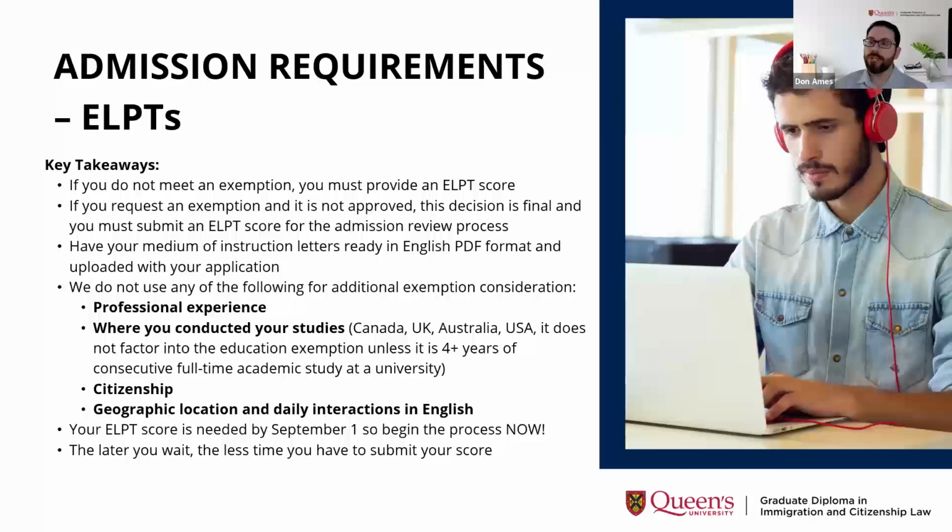We don't use any other exemption criteria that may be out there. Professional experience, not used. Where you conducted your studies, not used. Citizenship and geographic location, not used. We cannot assess English language proficiency based on those criteria. Do not request us to make a consideration because of your 10 years of employment as an accountant in Canada. That's not viable for our review. You need to have the education exemption, or you must self-identify as a native English speaker.